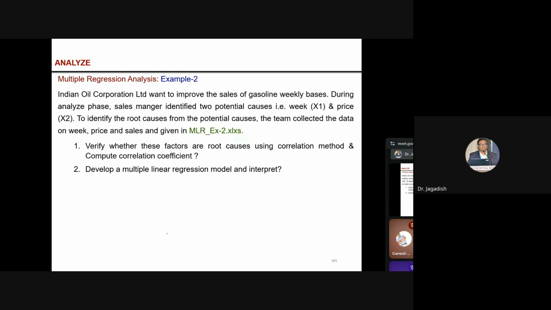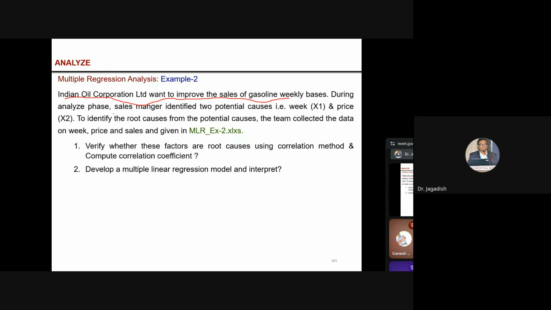Let us take one more example. I'll show you how Indian Oil Corporation has used the concept of multiple linear regression to predict the price of the cutting fluid, sorry, the price of the petrol. So let us see this real data. The Indian Oil Corporation Limited wants to improve the sales of gasoline on a weekly basis. That means they want to improve their sales.